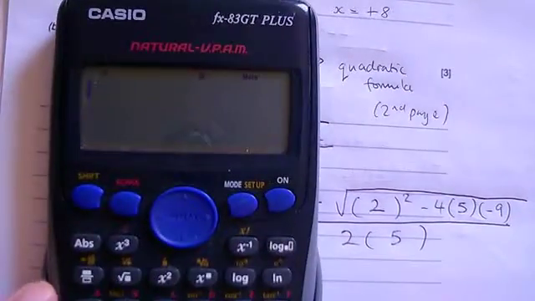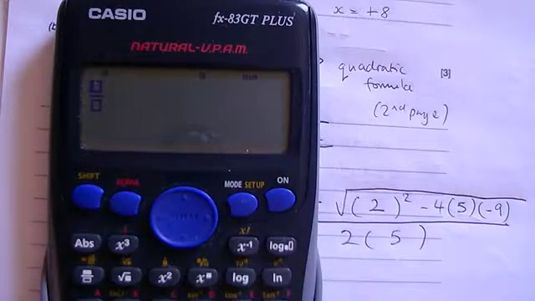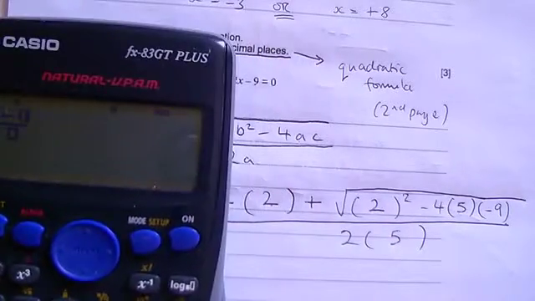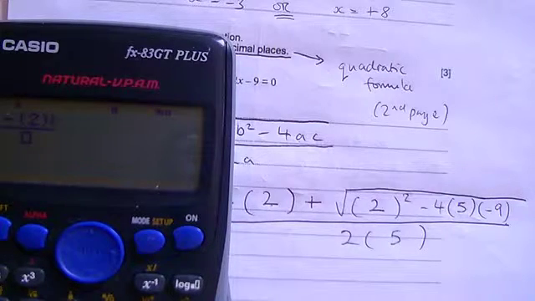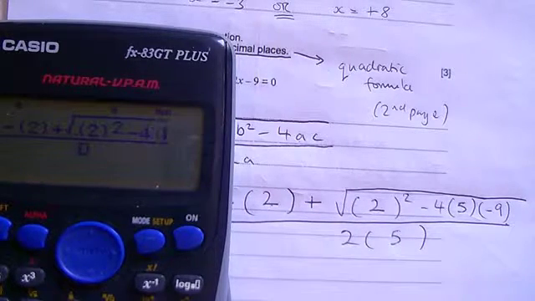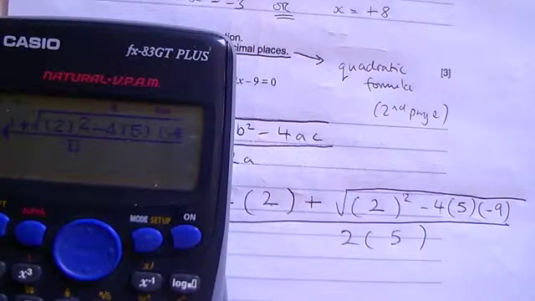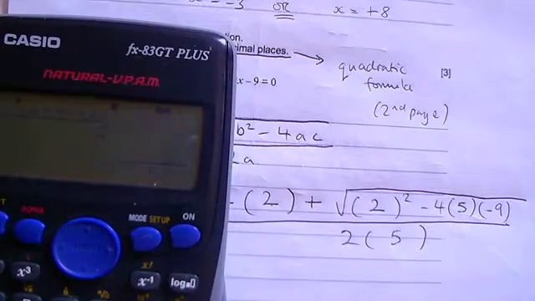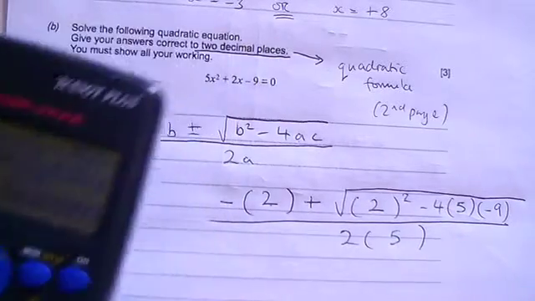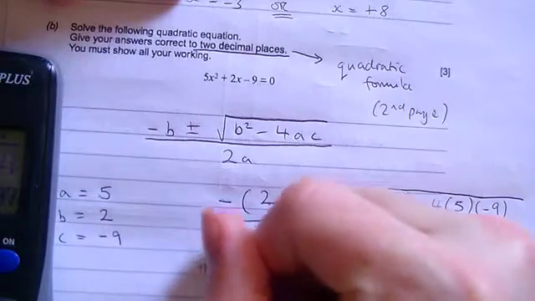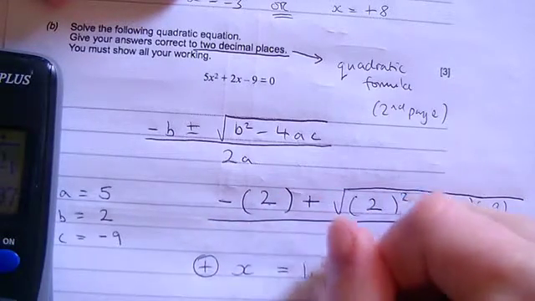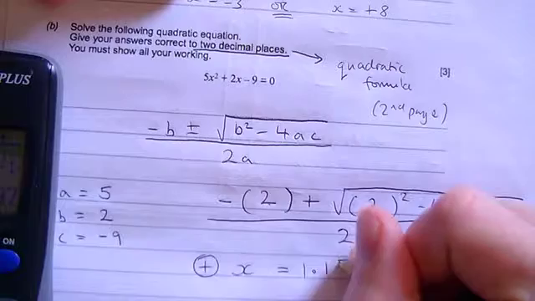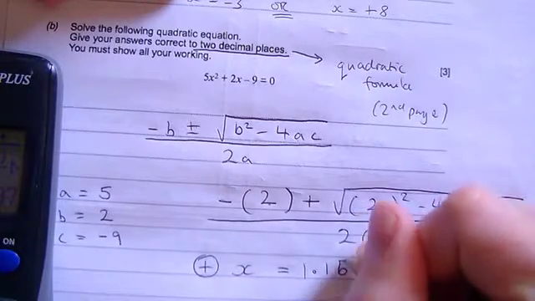So I'll try and hopefully let you see what I'm doing. Fraction button first, and it was minus, brackets 2 close brackets, and I'm going to add first, square root, and then brackets 2 squared minus 4 brackets 5 close brackets open new brackets minus 9, all over 2 times 5. Press equals, press SD to get it into a decimal, and when I added, so I like to put an add sign there, x is equal to 1.16 to 2 decimal places.